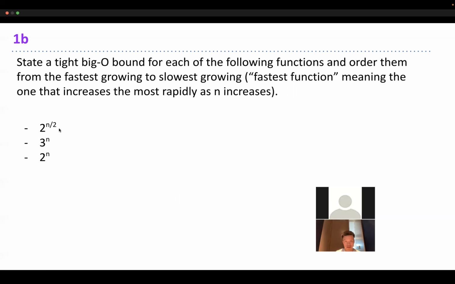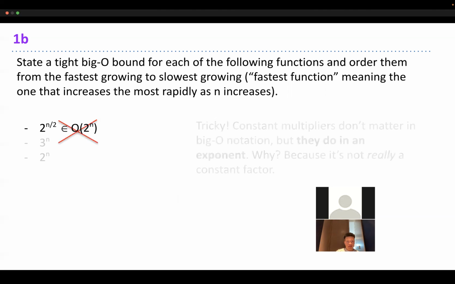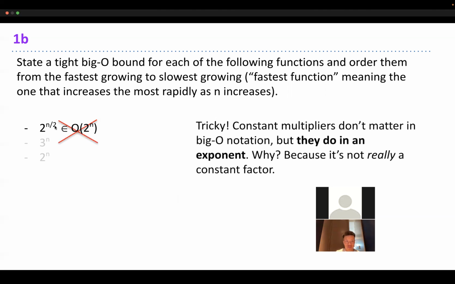All right, I'm seeing logarithmic runtime. 2 to the n, square root of 2 to the n. All right, yeah, this one is actually kind of a trick question. Commonly, you might think it's 2 to the n because, oh wait, 2 is just a constant, right? So we can just drop it. Well, you can usually drop it, but in the case of exponents, you can't drop the constant. Why? Because it's not really a constant factor.